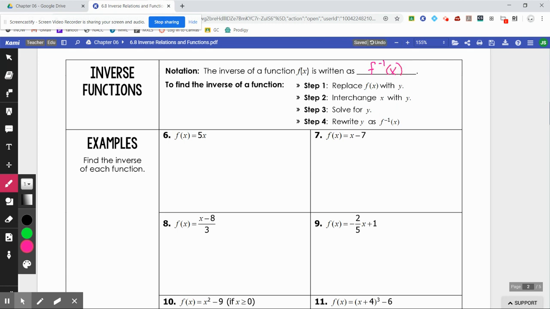Here's the steps for finding the inverses. If you're dealing with f of x's, replace it with y. They mean the same thing. And then you do the exact same thing. You switch your x and y. You solve for y, and then you rewrite it as f inverse of x.